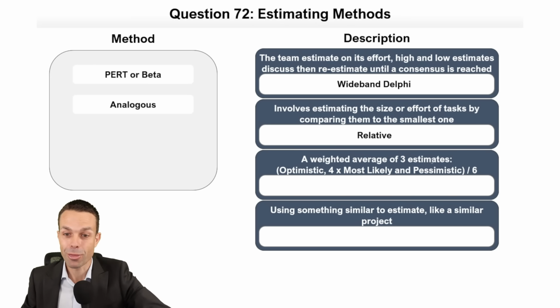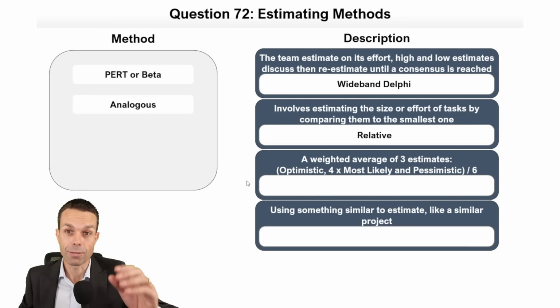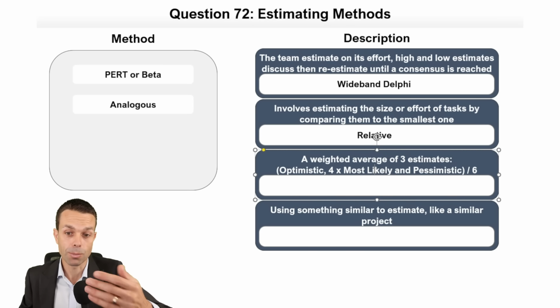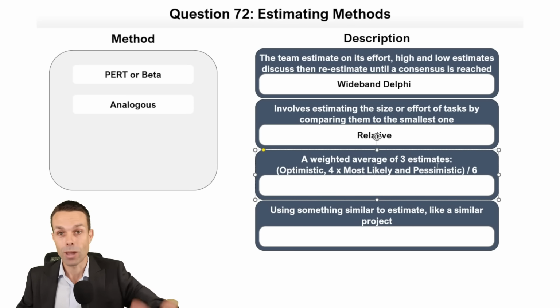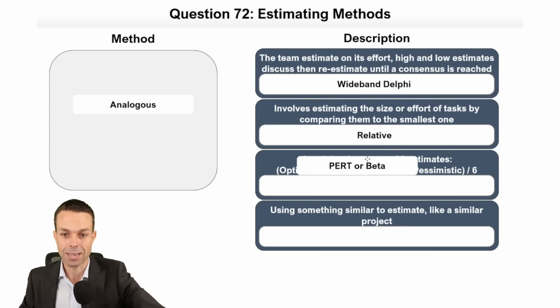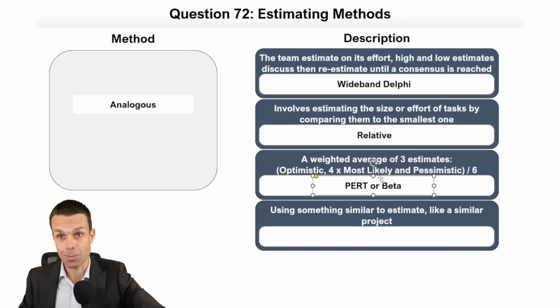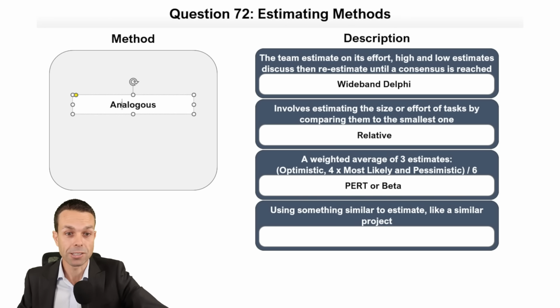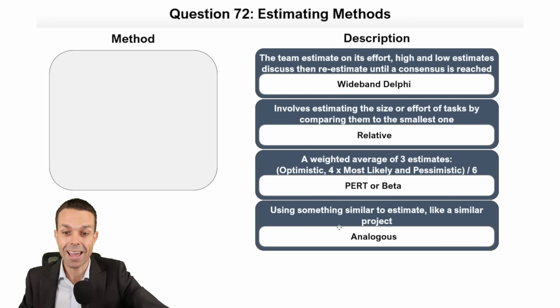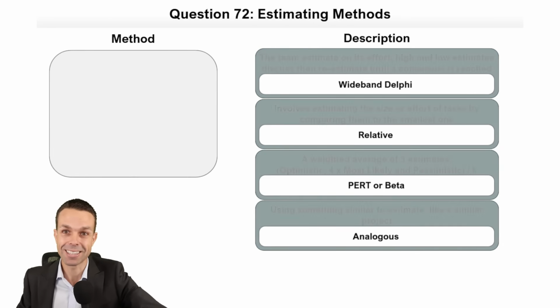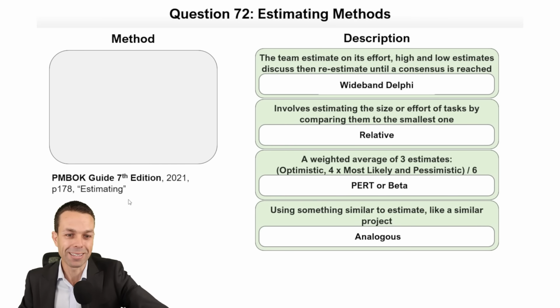A weighted average of 3 estimates. Now when it's a weighted average, we have the optimistic, 4 times the most likely, so it's weighted towards the most likely, and then the pessimistic. We add those all together and then divide it by 6. That's our PERT or beta estimating. Similar to our 3-point estimating that we've seen before. Using something similar to estimate, we're using an analogy. It's analogous estimating. And that's from page 178 in the PMBOK Guide 7th edition under estimating.